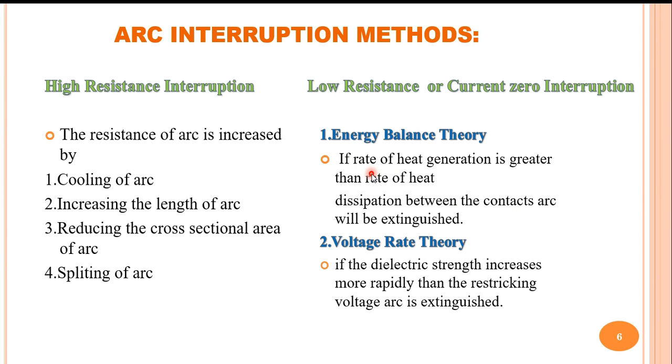Energy balance theory states that if the rate of heat dissipation is greater than the rate of heat generation between the contacts, the arc will be extinguished. So according to energy balance theory, the heat dissipation rate is increased so that it exceeds the rate of heat generation, and the arc will be extinguished. Then voltage rate theory: if the dielectric strength increases more rapidly than the restriking voltage, the arc is extinguished. So if the dielectric strength increases more rapidly than the restriking voltage, then the arc will be extinguished.